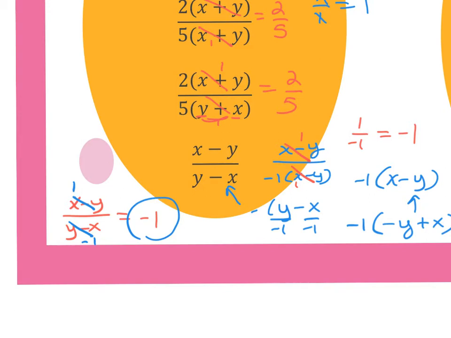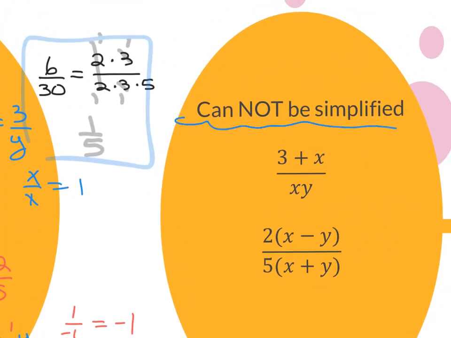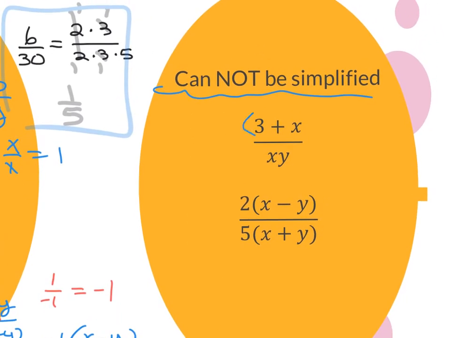The next one, notice the heading here: cannot be simplified. So notice the difference here. This has a plus sign. This does not, in the denominator. What you need to think about is this fraction bar is like separating it into two groups. It's like a grouping symbol. So we have the denominator, that is x times y, and the numerator, that is 3x plus y.